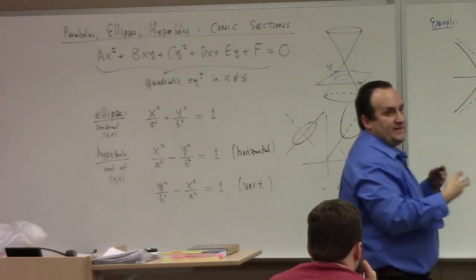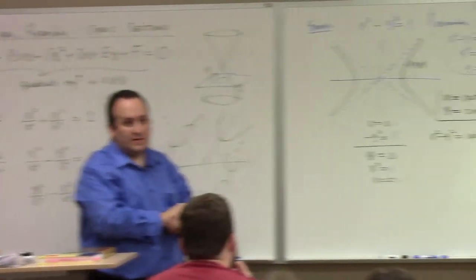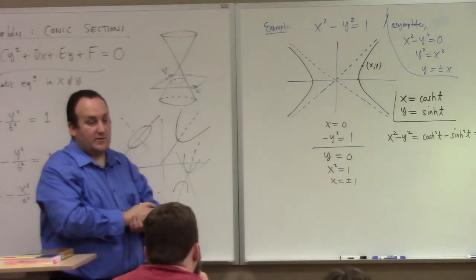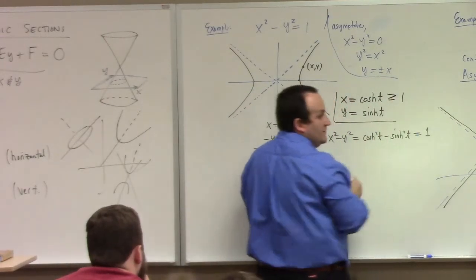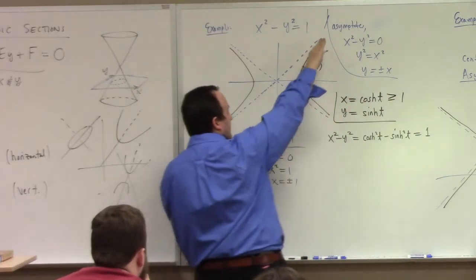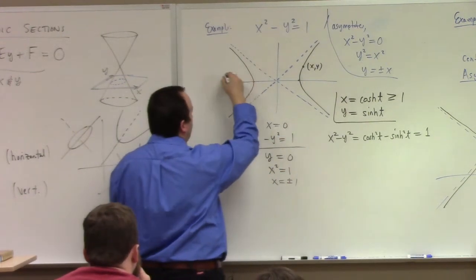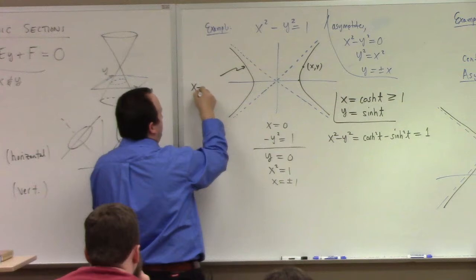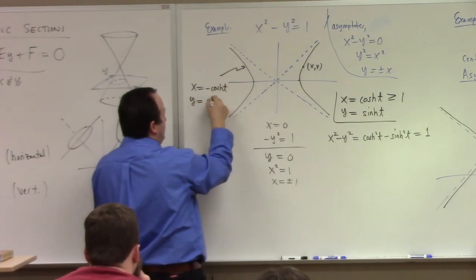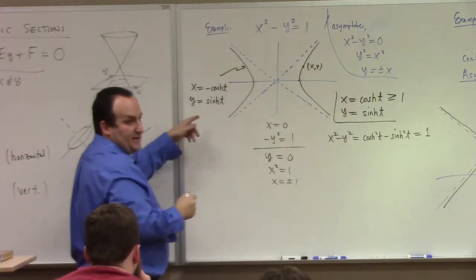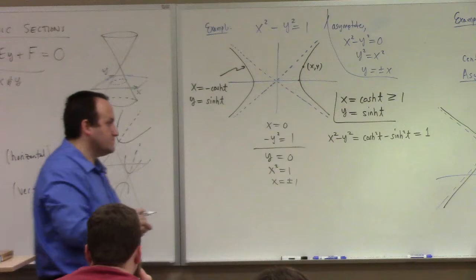That makes this a parameterization of the right half of the hyperbola. Notice we know that cosh t is greater than or equal to 1, so this is just a parameterization for the right branch. If I wanted to parameterize the left branch over here, I would use x equals minus cosh t, and y equals sinh t. That would be a nice parameterization of the left branch of the hyperbola. Okay. How about this one?